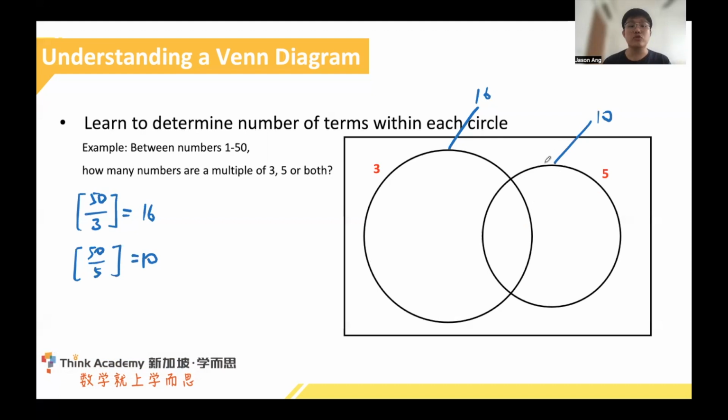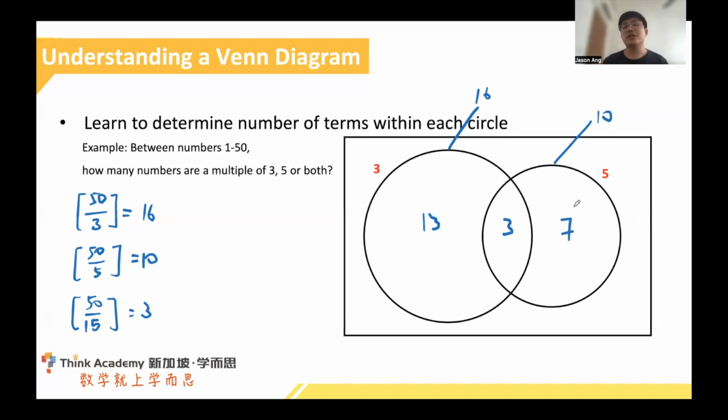However, we also know that there are some numbers that fit both criteria. And the only way you can fit both criteria is if you are a multiple of 15. So in this case, we also do the same for 15 as well. Doing the calculations will give us 3. And that's where we can start to put in numbers. 3, and if there's 16 in the whole circle, we get 13 on the left-hand side. 10 minus 3, we get 7 on the right.